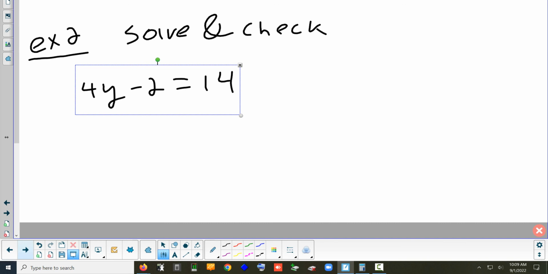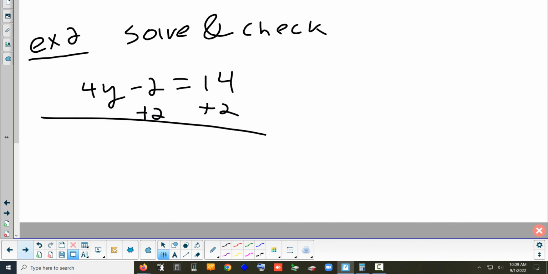Yep. You would add 2 on both sides. So the goal is to get the y by itself. The first thing we can do, using addition or subtraction, is add 2 on both sides. If I do that, Mia, what's -2 plus 2? 0. That's the whole reason why we did that. Because that's 0 and it's gone.